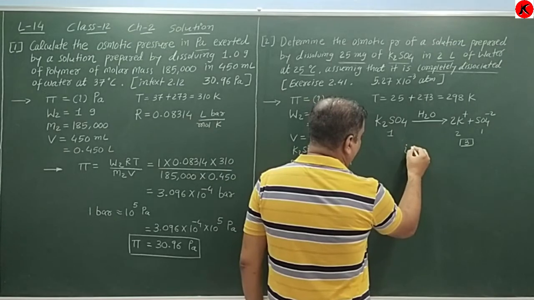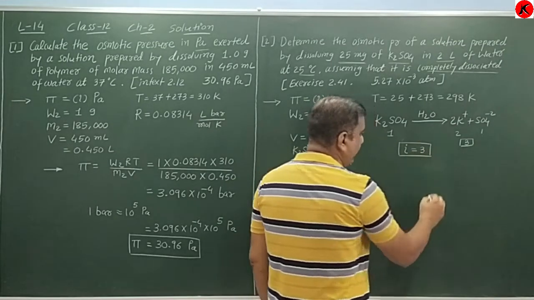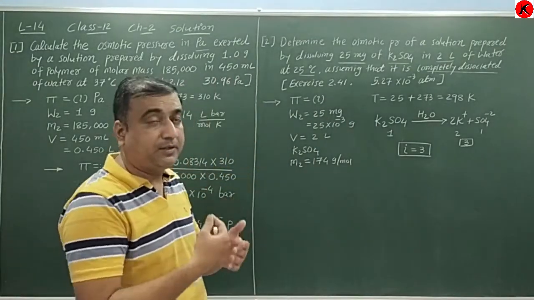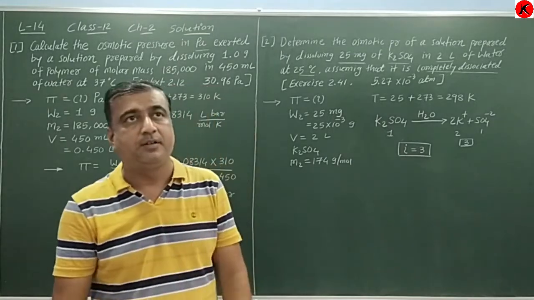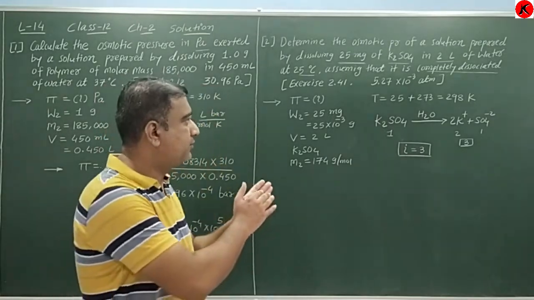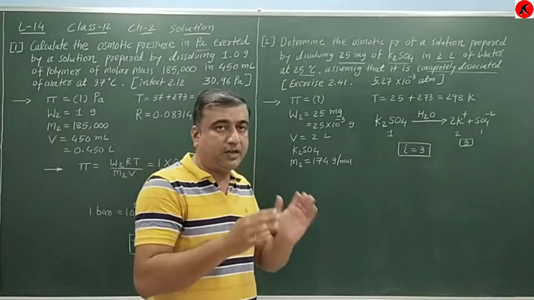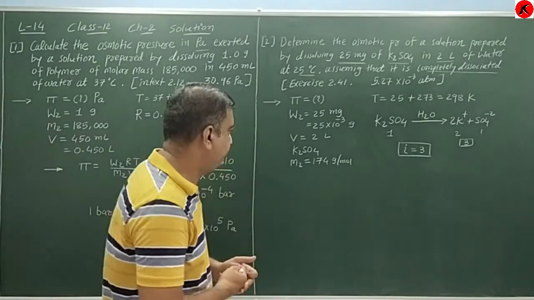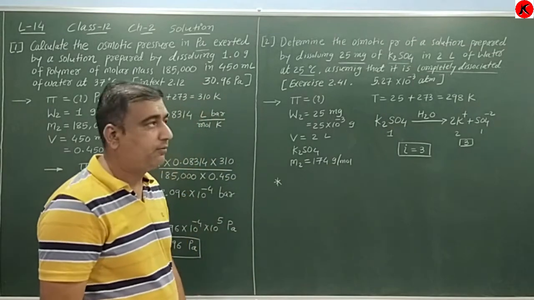That means the value of i equals 3, the van't Hoff factor equals 3. When complete dissociation is given, then the value of the van't Hoff factor i equals the number of particles, otherwise the number of ions which are produced when the compound is dissolved in water. Now use the proper formula of pi.